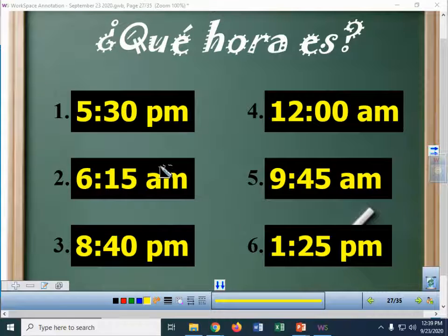Remember the rules of what do I use when it's 15 and 30? Cuarto, media. What happens when I pass the 30-minute mark? What do I need to do? Because I no longer use y, I use menos. We have learned another way to say 12 a.m. Make sure you write that down as well. All right, guys, if you have any questions, please ask.